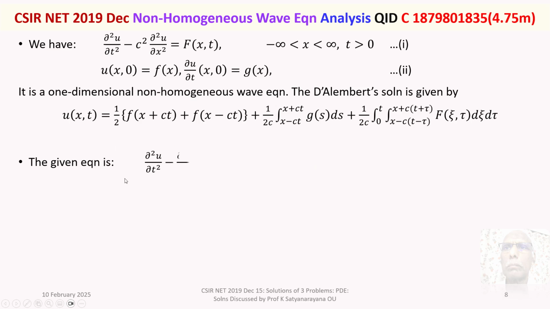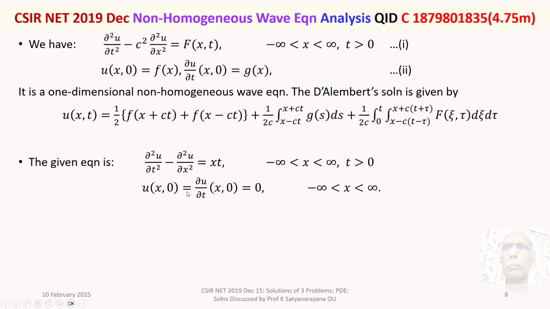Now, let's take our equation: ∂²u/∂t² − ∂²u/∂x² = xt, x belongs to the open interval (−∞, +∞), t > 0, and u(x,0) is the same as ∂u/∂t at (x,0). Both are equal to 0 for x belongs to (−∞, +∞).